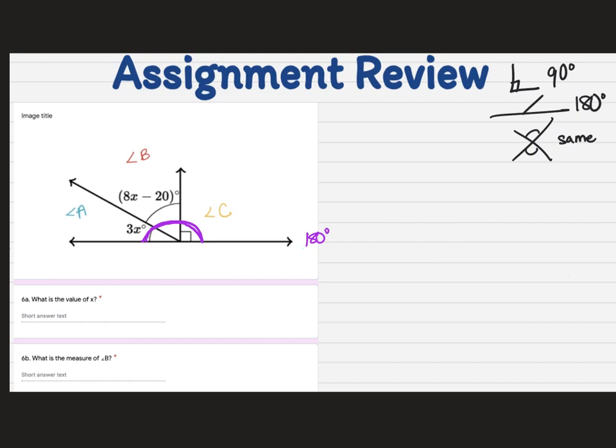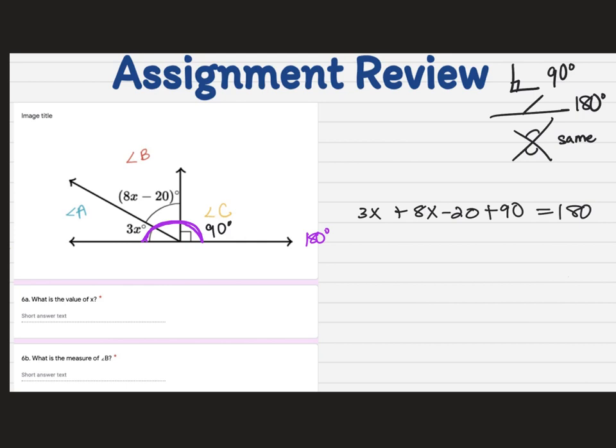All right, so now we need to set up our equation. So we have 3x for angle A. For angle B, we have 8x minus 20. So I'm going to add those two together. But I also need to add angle C here. And remember, this little box in the corner tells you that that is equal to 90 degrees. So I'm going to add 90 as well, and I'm going to set it equal to 180.